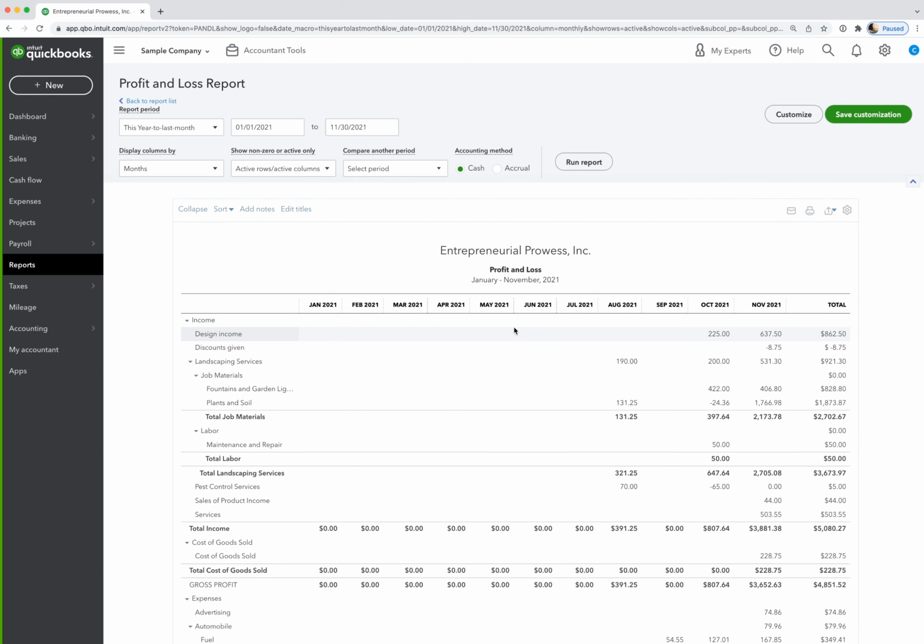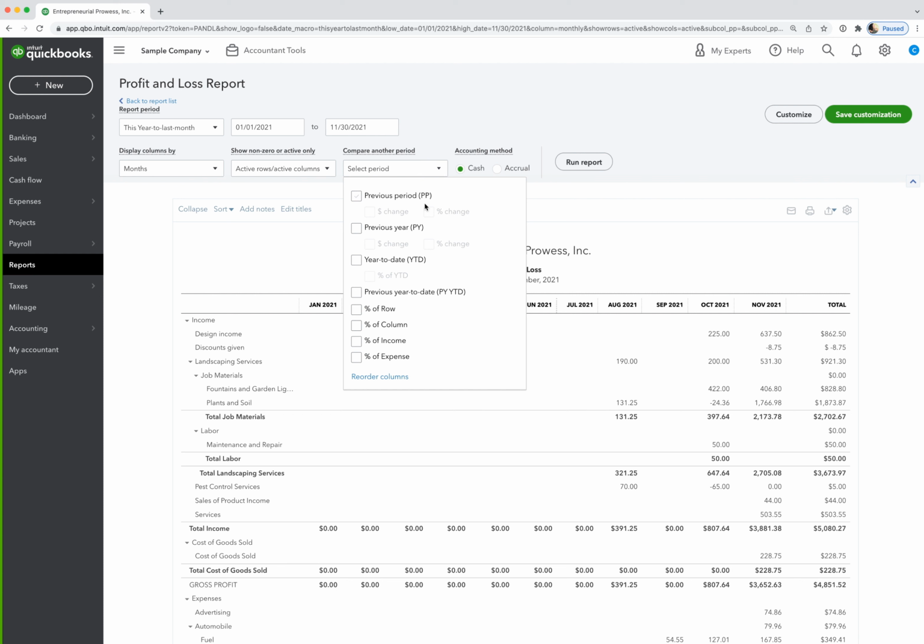And then from there, we can slice and dice the data a little bit more to see more information. I'm going to show you two different variations that you can run very easily to see more information. So if we go to the compare another period drop down here, the first one I'm going to select is previous period. And I like to see it in percent change. It's up to you if you want to see dollars or percent. I like to see it percentage wise. Maybe that's the accounting nerd side of me, but that's what I like.